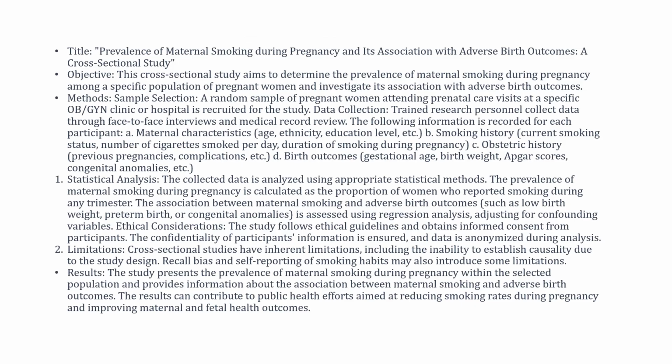So this is an example of a cross-sectional study done in OBGYN. And this is just an example without any data in it. This study aimed to determine the prevalence of maternal smoking during pregnancy among a specific population of pregnant women and investigated its association with adverse birth outcomes. A random sample of pregnant patients was taken as they were attending prenatal visits, and it was seen how many cigarettes they were smoking, etc., and what their birth outcome was in terms of gestational age, birth weight, APGAR scores, congenital anomalies, etc.